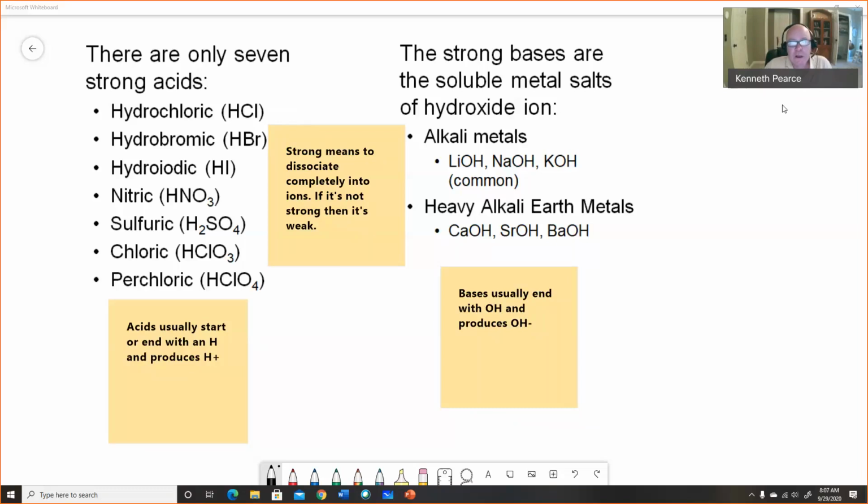Now, the strong bases are the alkali metals, and it's all of the alkali metals with hydroxide. The common ones are lithium hydroxide, sodium hydroxide, and potassium hydroxide. And then you have what are called the heavy alkali earth metals. If you look down the periodic table at the alkali earth metals, you'll see that calcium starts at row 4, and anything from that row on down is considered a heavy metal. And so we have calcium hydroxide, strontium hydroxide, and barium hydroxide.